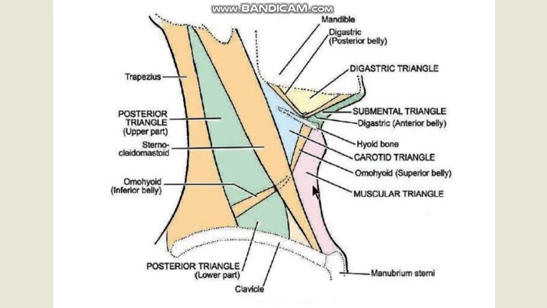So let us take a look at some of these triangles. At first, let us consider the submental triangle. If you look at the submental triangle, you will find that it is a half triangle on each side. The apex is formed by the lower border of the symphysis menti, that is the tip of the chin, and the base is formed by the body of the hyoid bone, and on the sides you have the anterior bellies of the digastric.